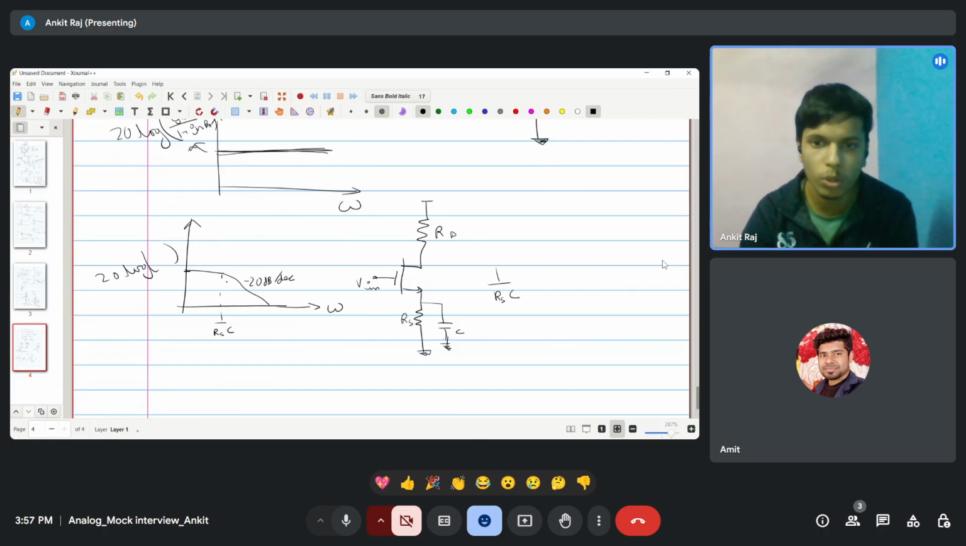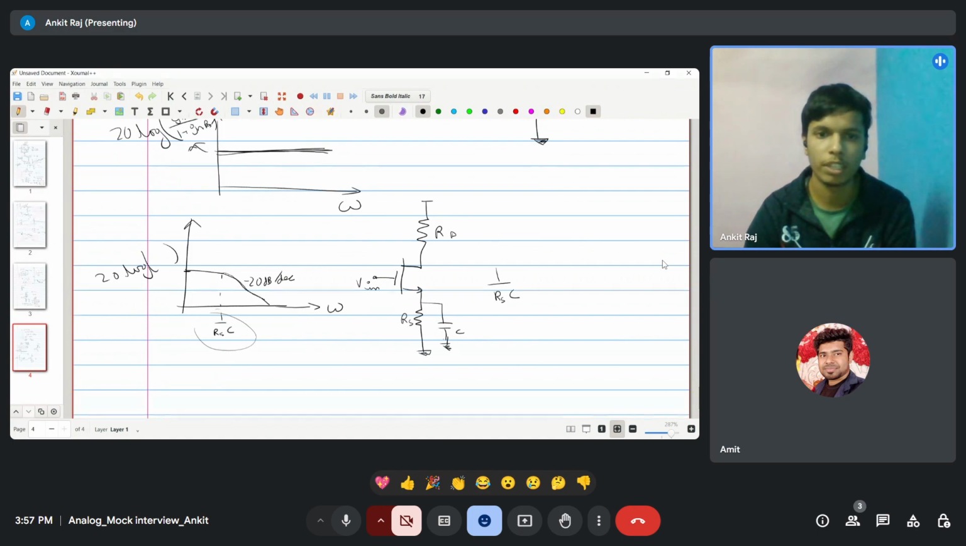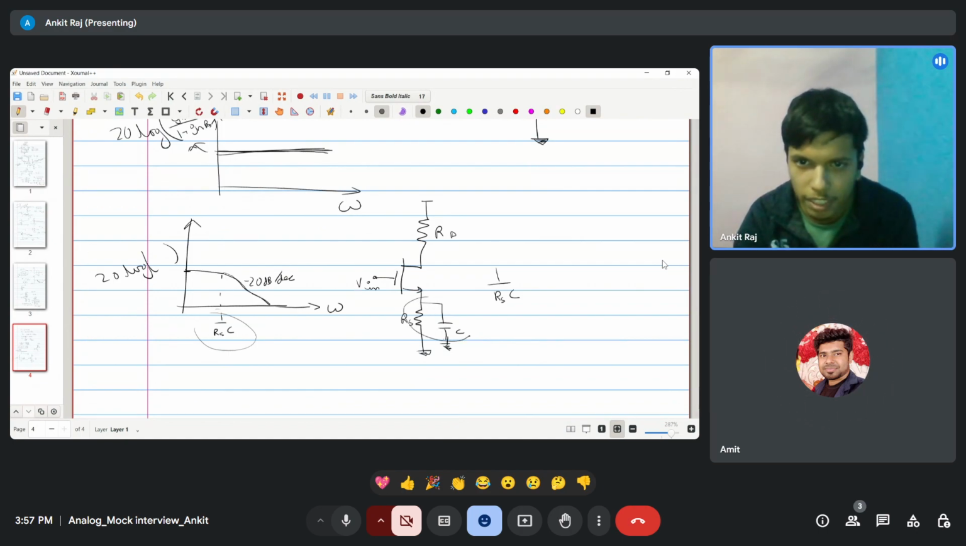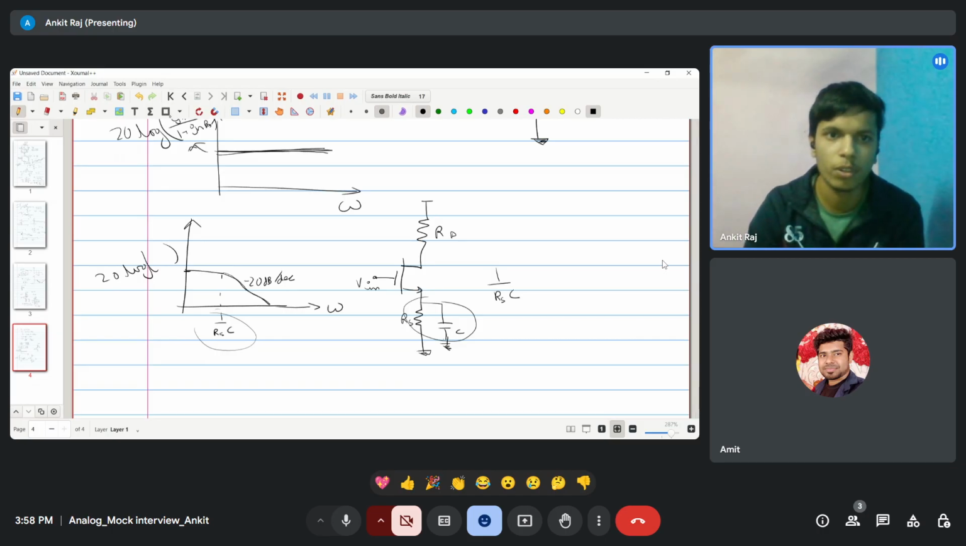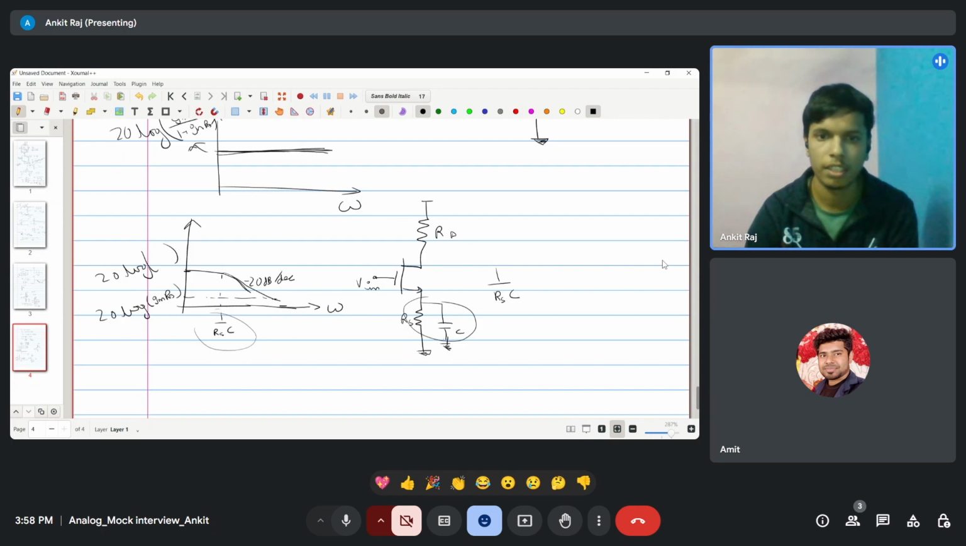So what will happen after the first pole? After that, it will start going down, and at infinity this will be short circuited. So there will be no degeneration, so it will not keep going like this. At infinity, the gain will be 20 log gm rd.